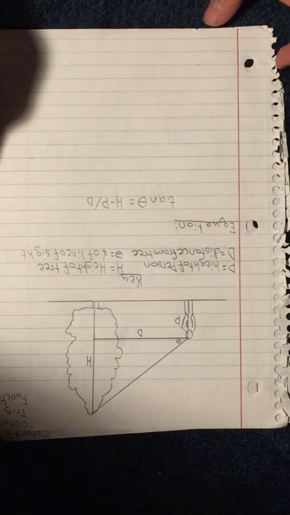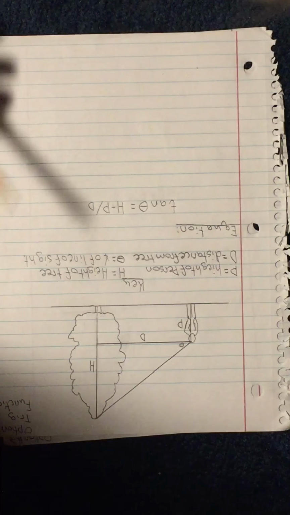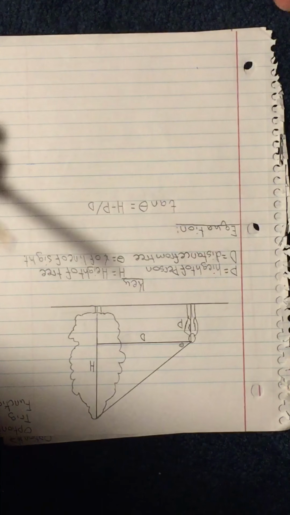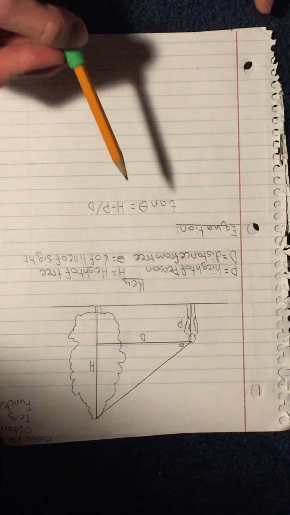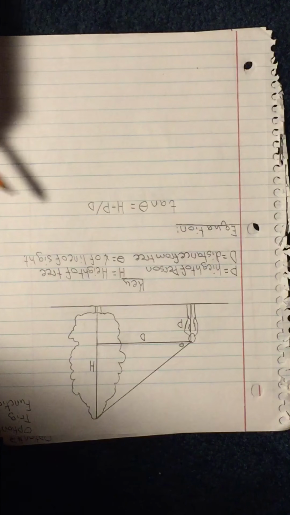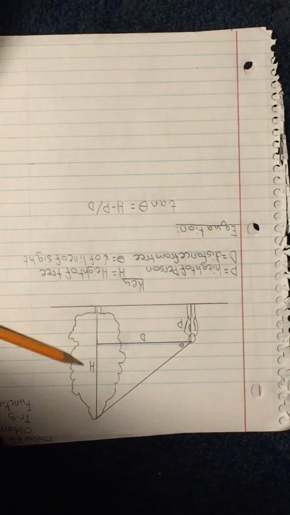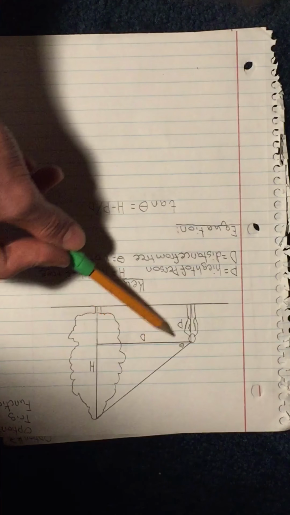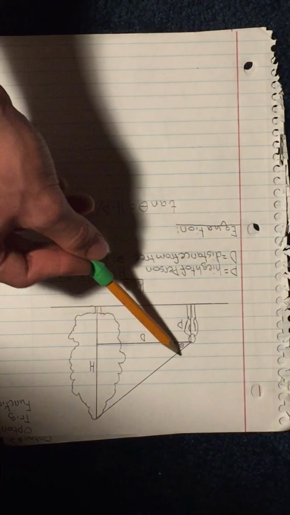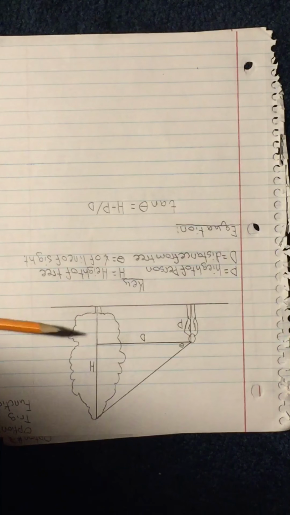The next method we have is using trig functions. There are three trig functions: tangent, cosine, and sine. We know in this instance that we need to use tangent because tangent is the opposite over the adjacent, in which case h minus p is the opposite of theta, which is our new variable. Theta represents the angle that is created by the hypotenuse of the triangle and D.